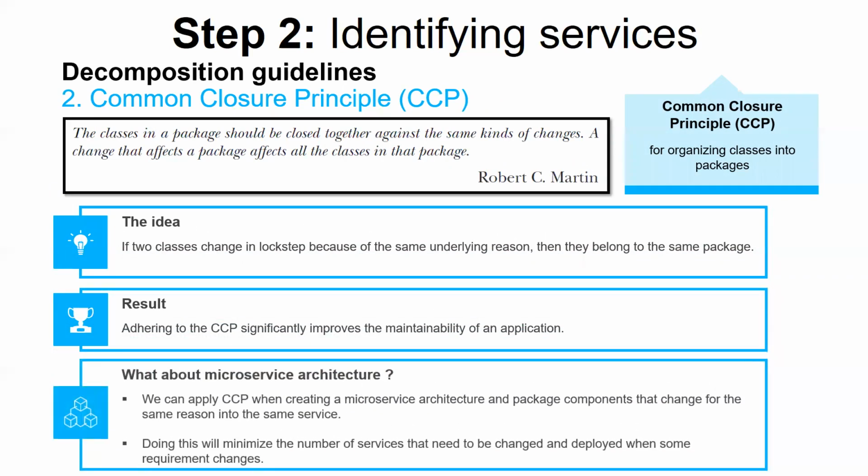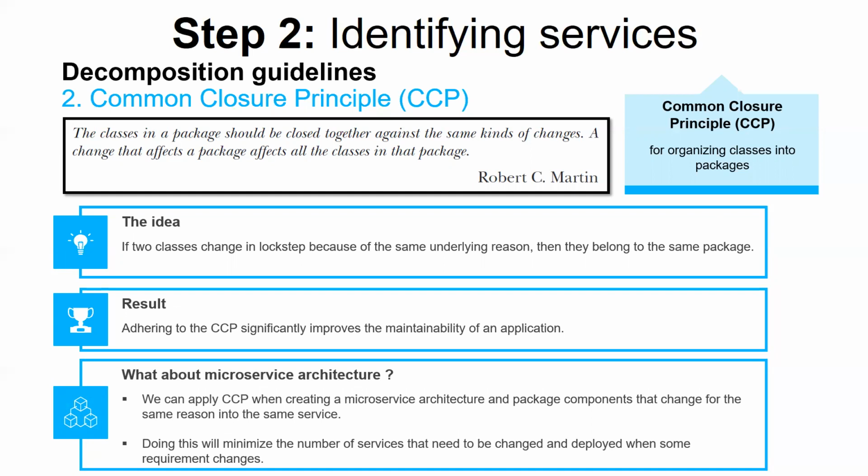We can apply the common closure principle when creating a microservice architecture and package components that change for the same reason into the same service. Doing this will minimize the number of services that need to be changed and deployed when requirements change. Ideally, a change will only affect a single team and a single service.